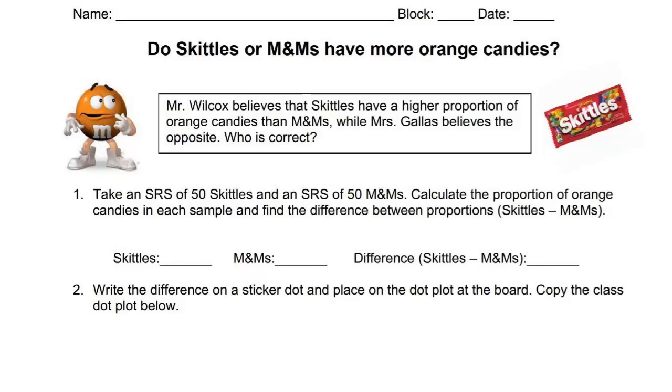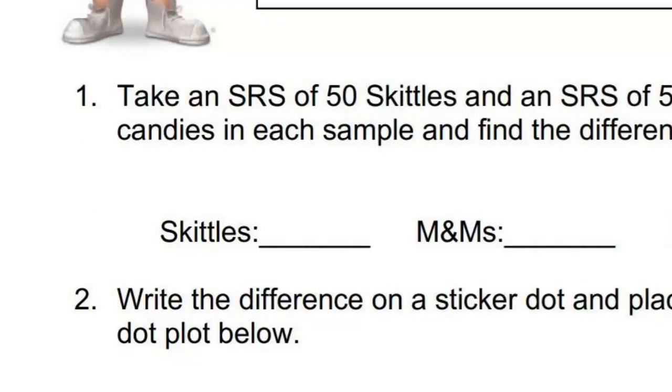So this is my Skittles. On mine, I've got 1, 2, 3, 4, 5, 6, 7, 8, 9, 10. So 10 out of 50 for my Skittles. 10 out of 50 is what percent? 20%. So I'd have 0.20.